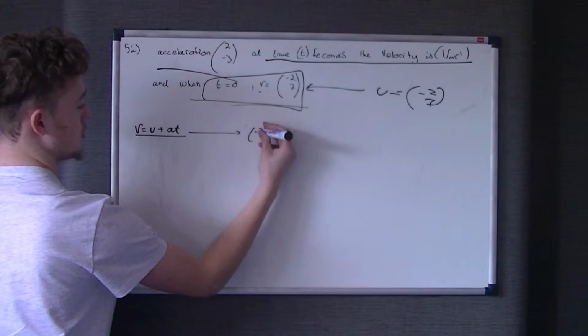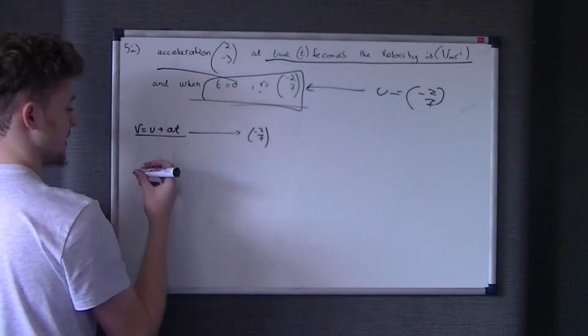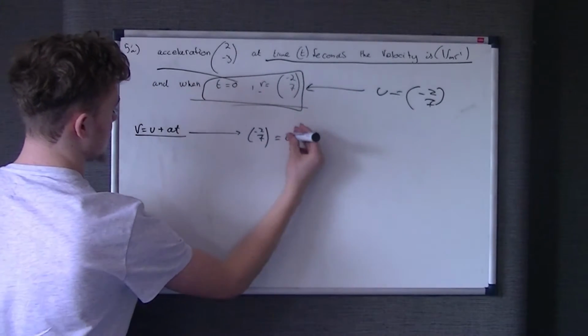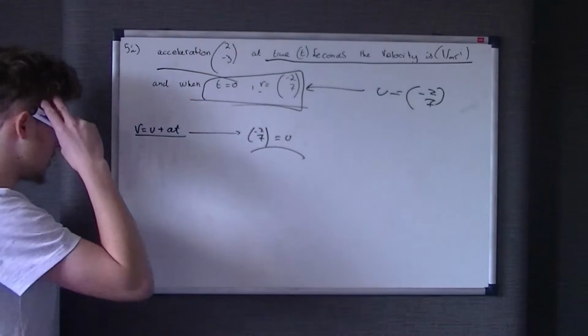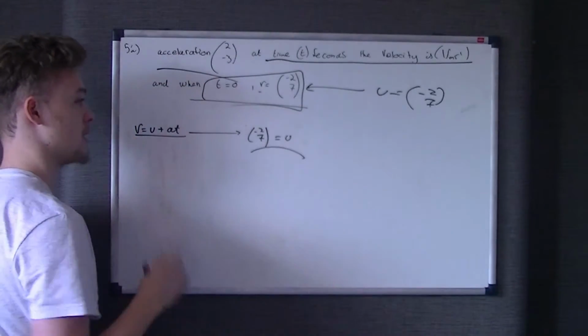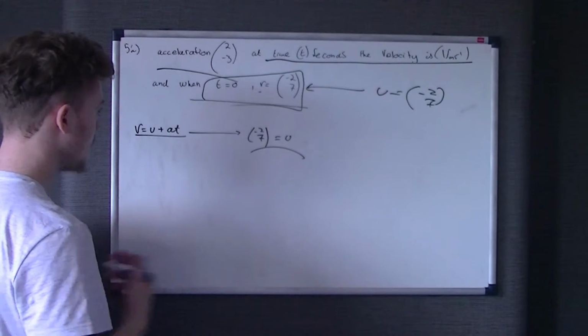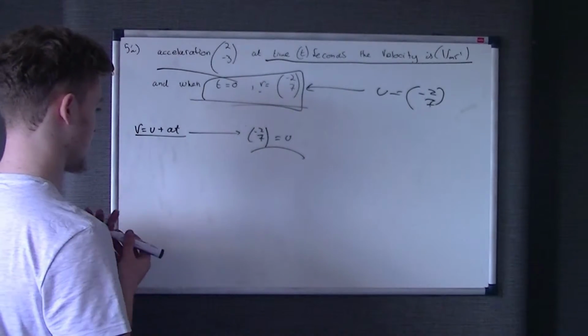So minus 2, 7 is obviously when t is 0, so that means this a times t must be 0, so therefore v must equal u. So therefore u equals this minus 2, 7. That's kind of proof using the formula that it is the initial velocity. But as I said, obviously you knew that. Okay, so how does this help us answer the question?